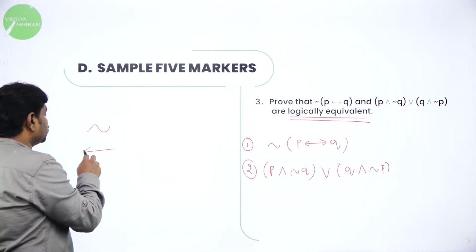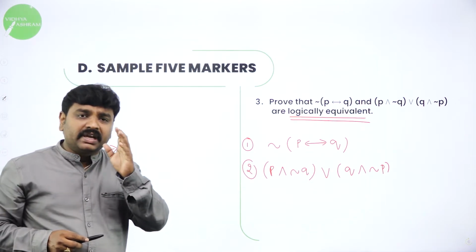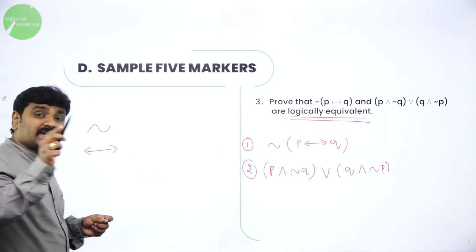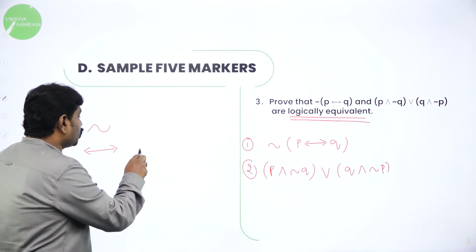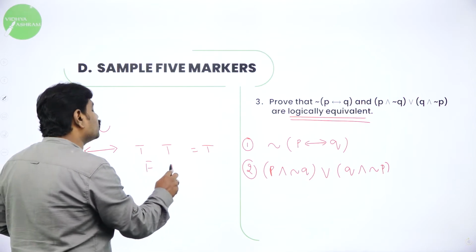And what is this? This is biconditional. What is the logic of biconditional? Biconditional logic is simple. If both are same, result is true. True gives you result true. False also gives you result true.